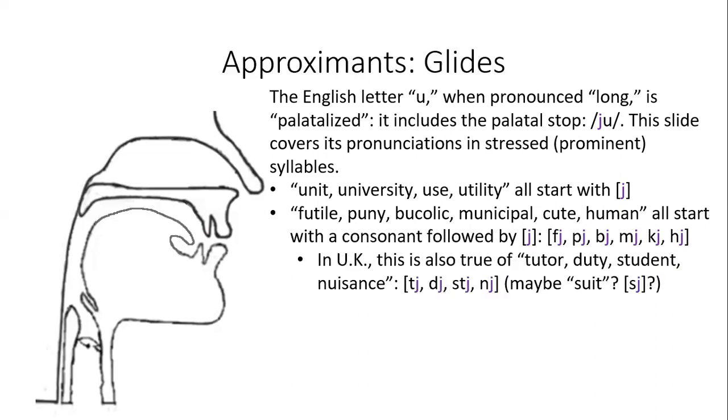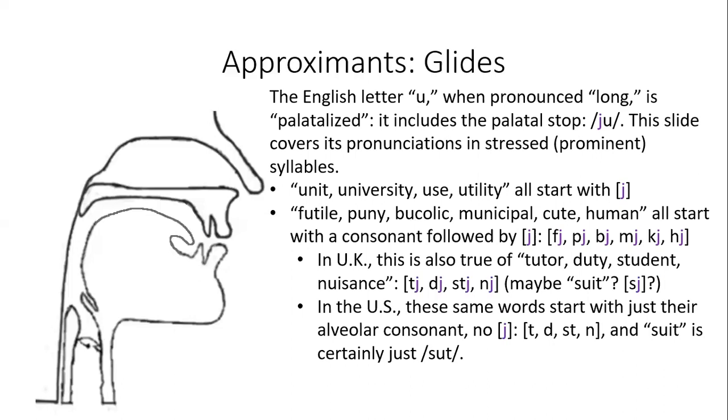In the UK, they do this with even more sounds. So I grew up in the US saying tutor, duty, student, and nuisance. But if you hear someone with many kinds of English accents, they'll say tutor, duty, student, and nuisance. And maybe even this happens with suit. So instead of suit, it's suit.